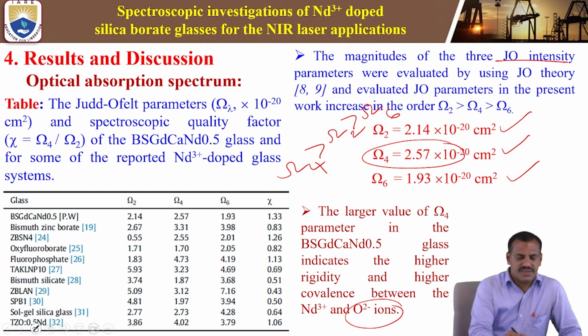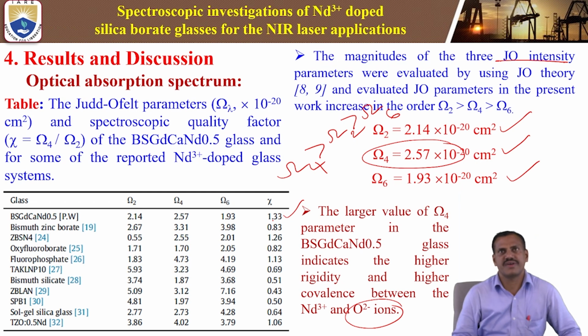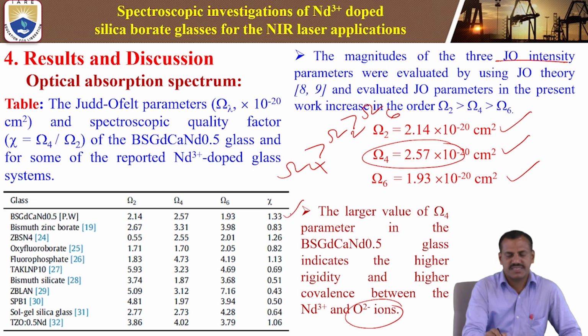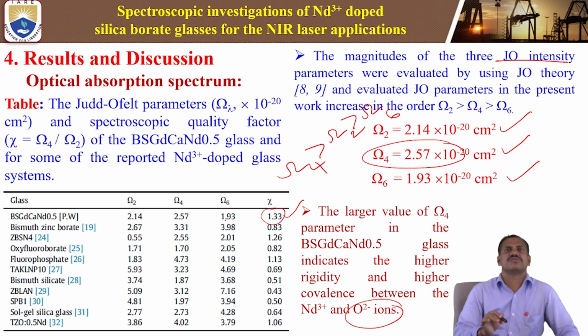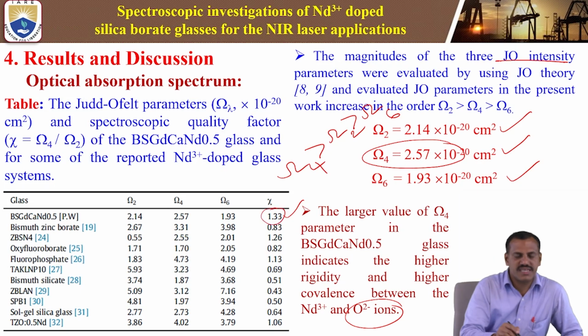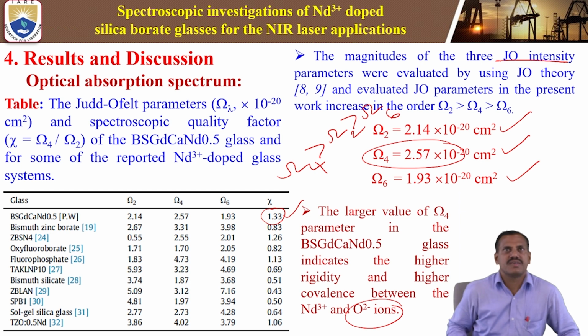These are the comparisons with different host materials. This table shows our present glass: the Omega 2, Omega 4, Omega 6 and the susceptibility value, which is 1.33. This is the quality factor, obtained as Omega 4 by Omega 6, that is 1.33. This is useful for laser transitions. This spectroscopic quality factor, 1.33, is one of the important parameters in the Nd3+ doped silica borate glasses.